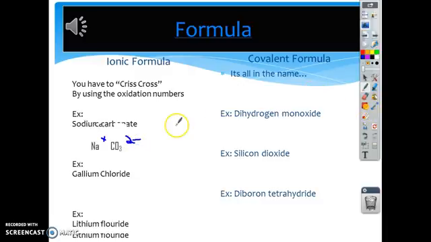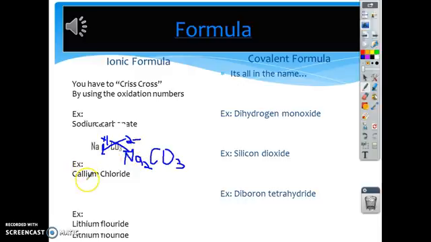All we do is we take each of these, this is a +1, and we crisscross them, or drop and cross them. Drop your charge, cross the number, and I'm going to end up with Na2CO3 1. That looks horrible, but hopefully you get the point. Since it's a 1, we don't have to put anything there, so that's sodium carbonate.